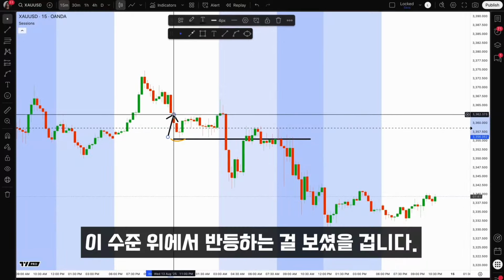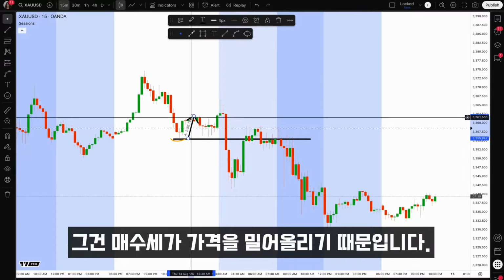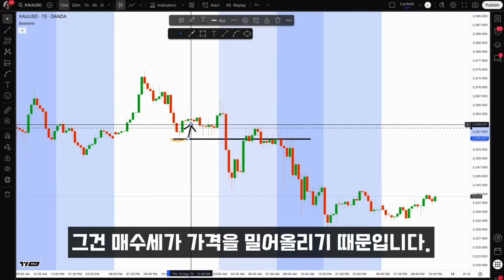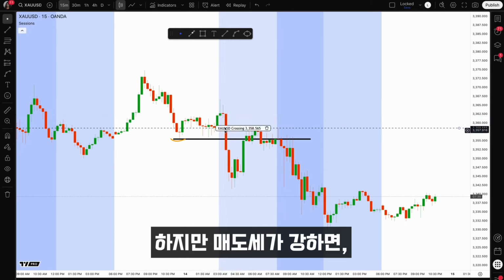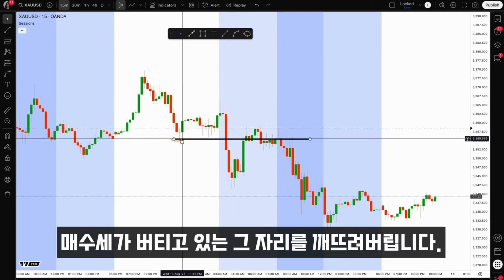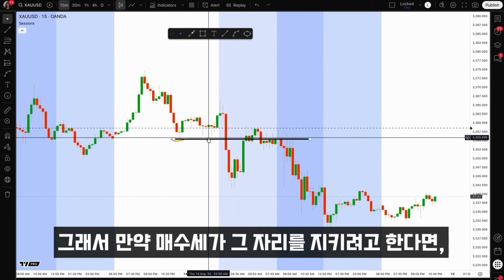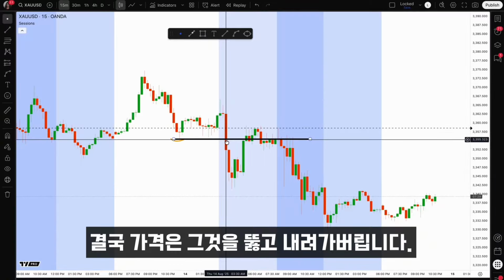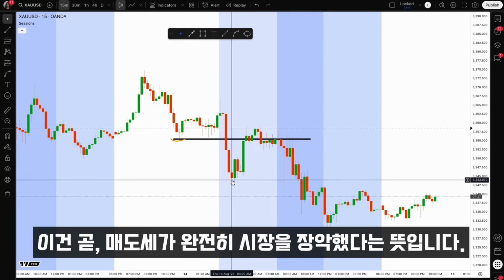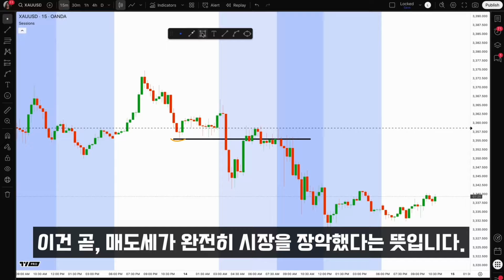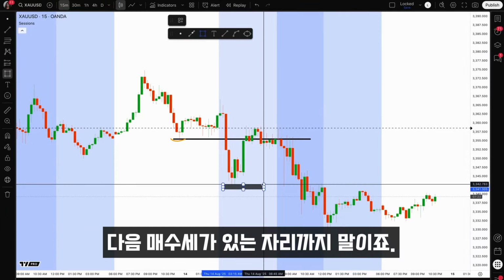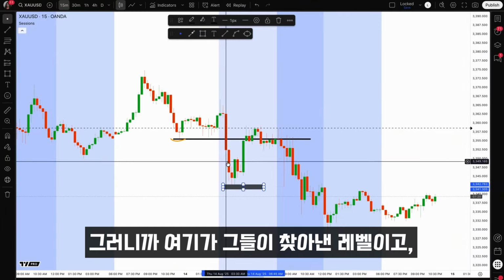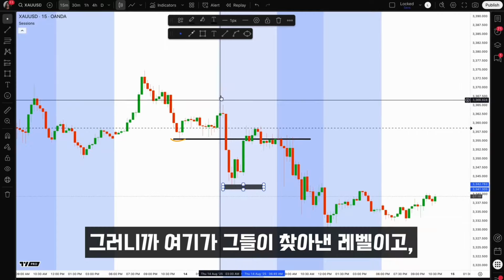Anything above this, as you can see, there are reactions, and this is because there's buyers pushing price up from this level. So when sellers are strong, they wipe out buyers by breaking the level that they're holding. So if buyers are holding up at this level, price breaks through it. This means sellers are in full control under this level until they find the next level of buyers, which is down here. So this is the level they found, and price made that first indication.